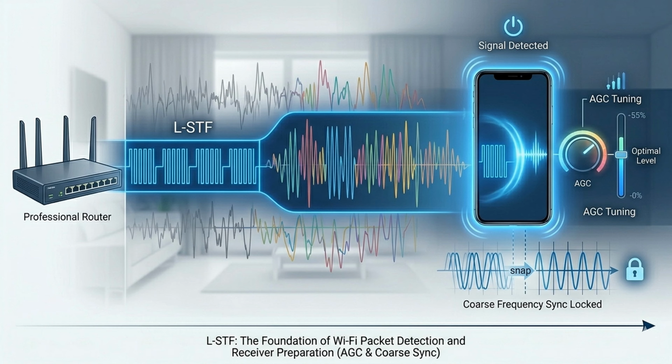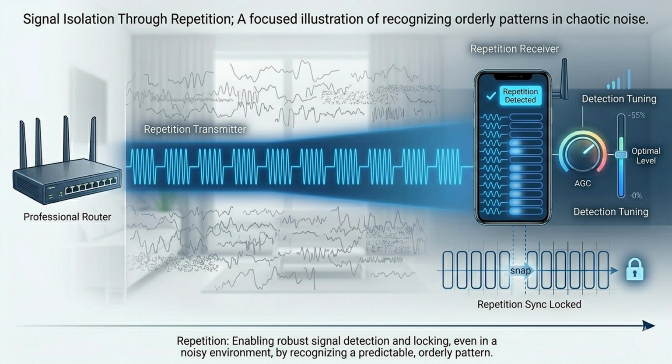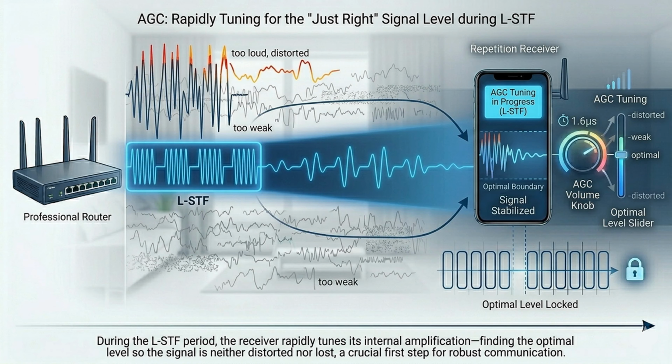setting the automatic gain control, AGC, and performing coarse frequency synchronization. Signal detection. It consists of 10 short repeating symbols. This repetitive pattern is easy for the radio to hear even in a noisy room. Automatic gain control, AGC. This is essentially the receiver setting its volume. If the signal is too loud, it distorts. If it's too quiet, it's lost. The L-STF gives the receiver a few microseconds to adjust its internal amplifier to the perfect level.